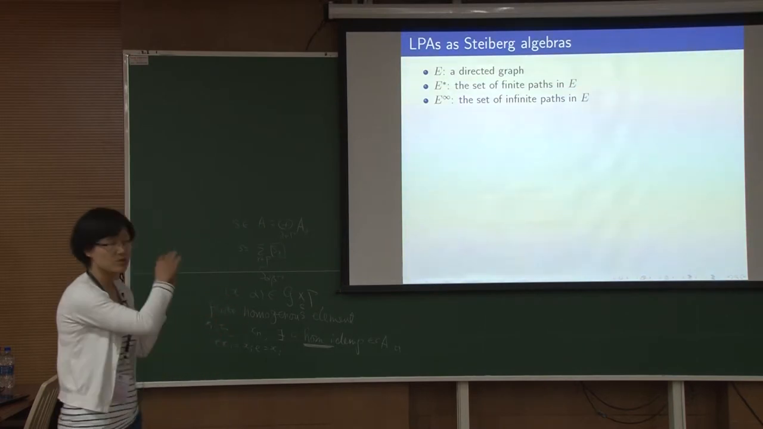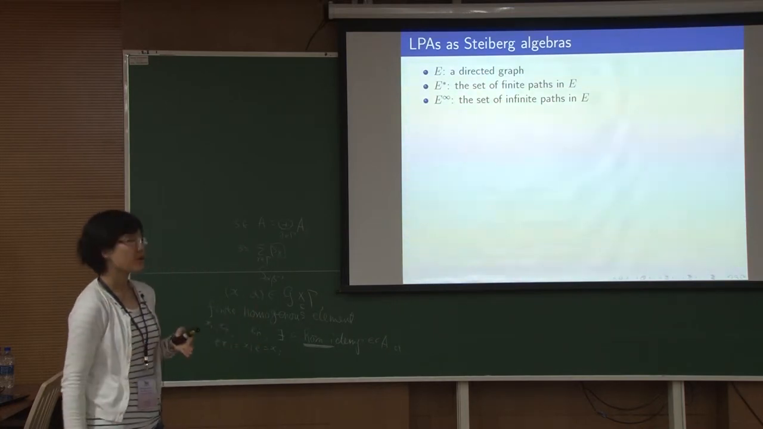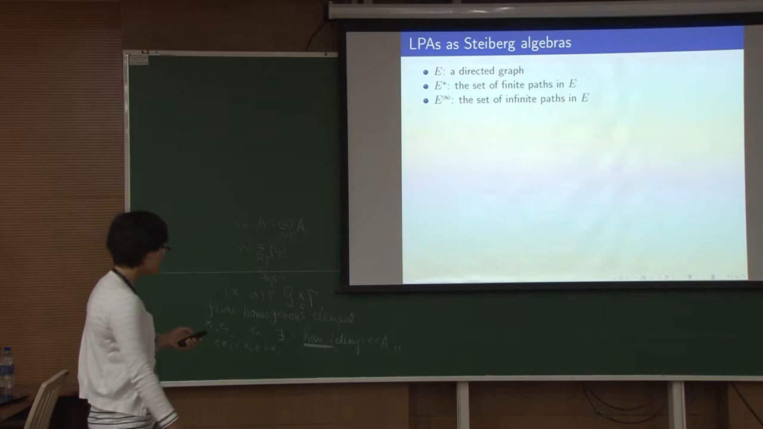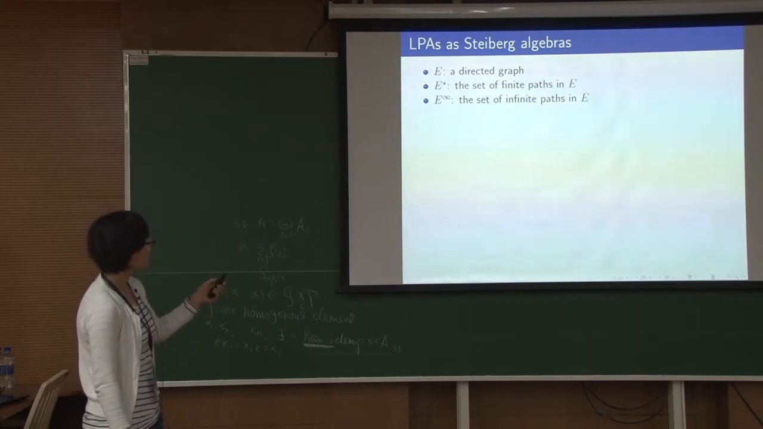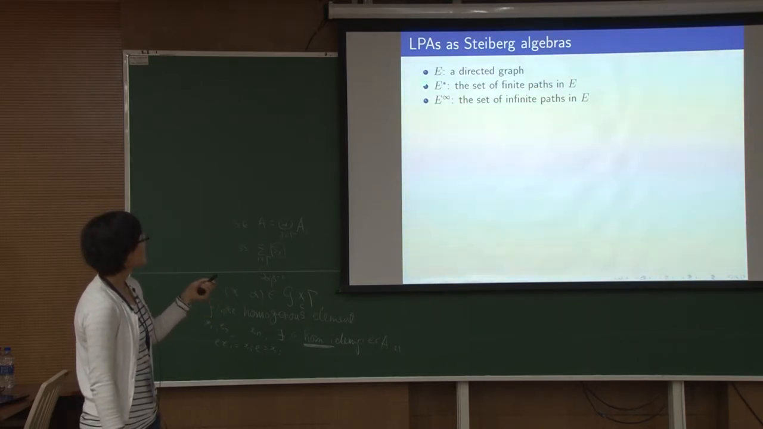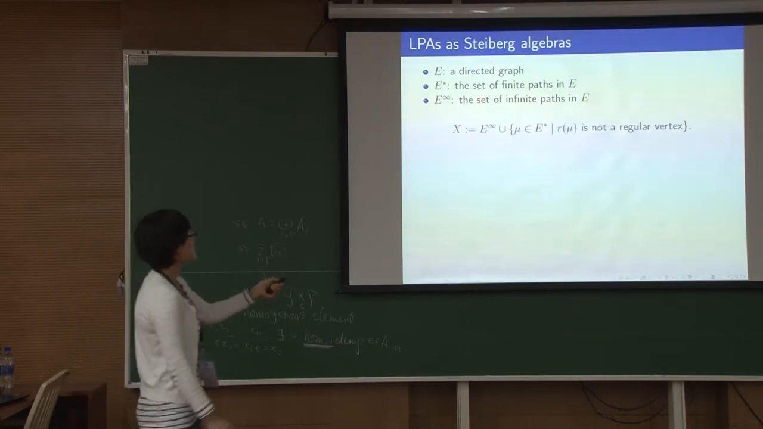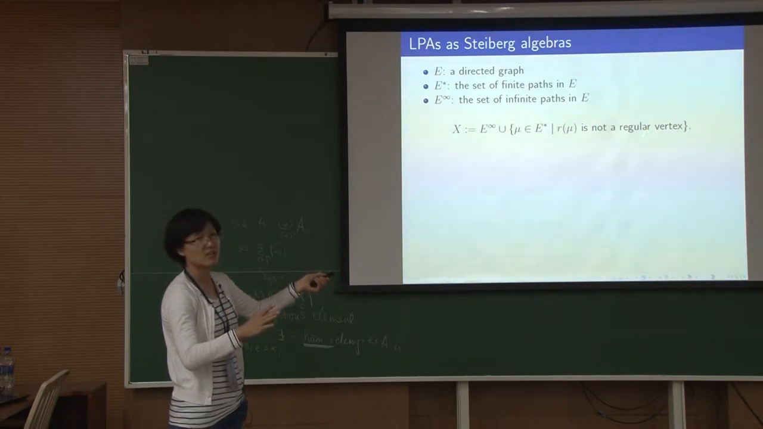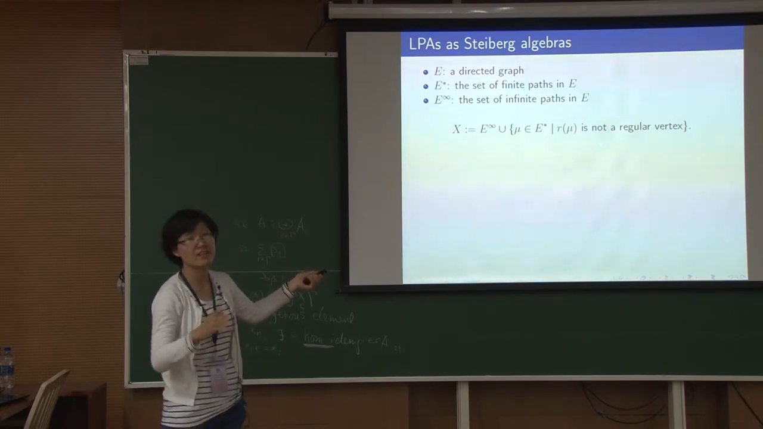Okay, so now we will use our result to get the presentation of the graded monoid for the Leavitt algebra. So let's first recall that Leavitt algebra can be realized as standard algebras. Here our notation is a little different. For any directed graph E, we use E star to denote the set of finite paths in E, and E infinity to denote the set of infinite paths in E. Here, our X contains E infinity and the finite paths mu such that the range is not a regular vertex. That means the range of mu is either a sink or an infinite emitter.